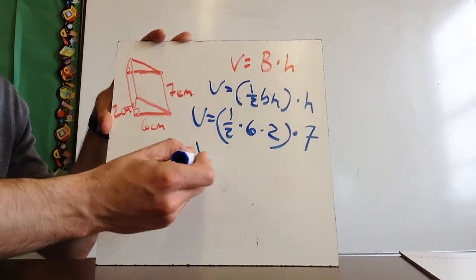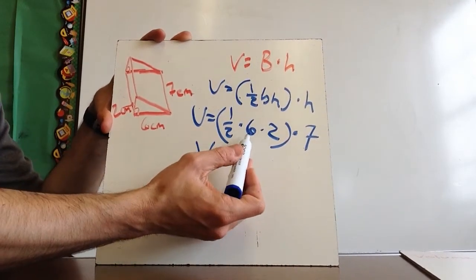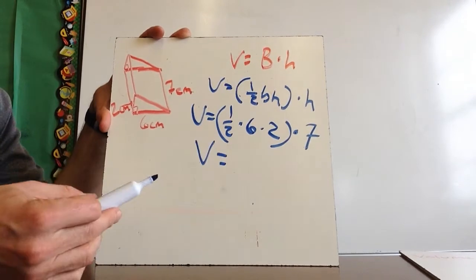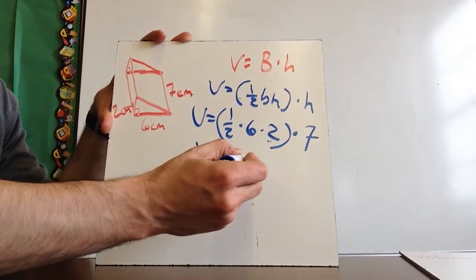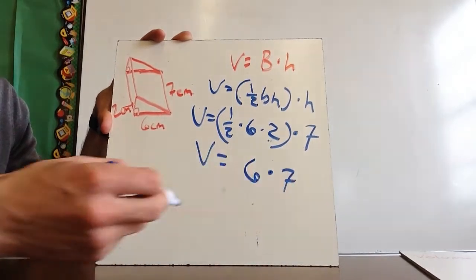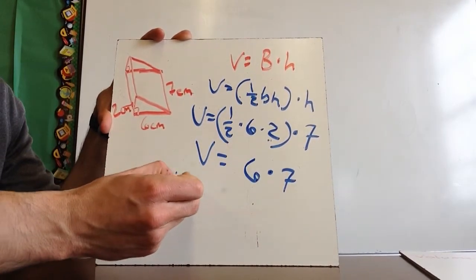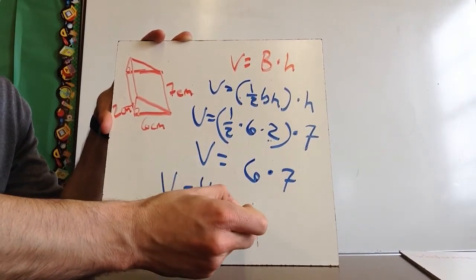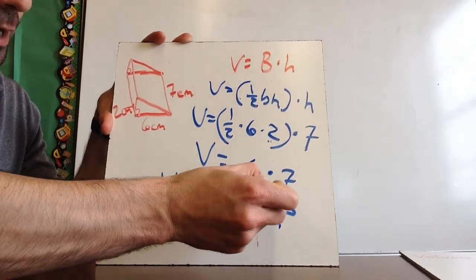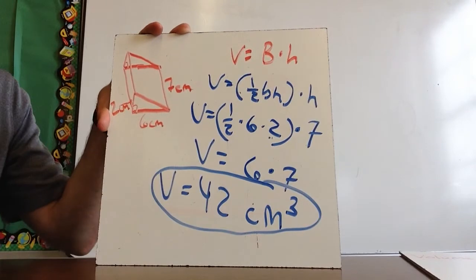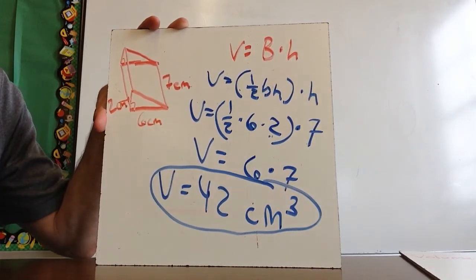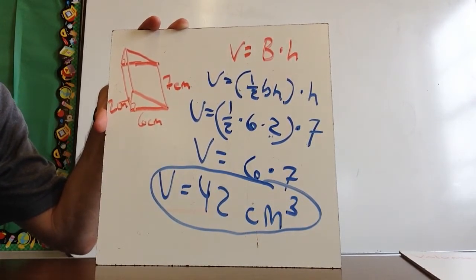You can look at it as either 1/2 times 6, which is 3, times 2 is 6, or 1/2 times 2 is 1 times 6. Either way, this should get you to 6 times 7. And so now I've got volume equals 42 cubic centimeters. I typically write it with the exponent just because it's less writing, but you can write cu cm if that makes more sense to you.